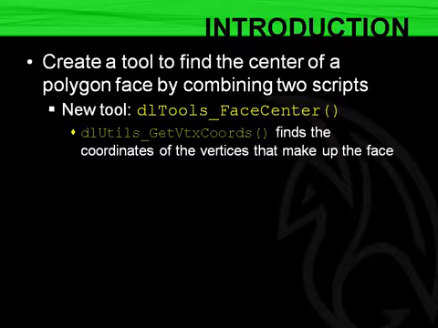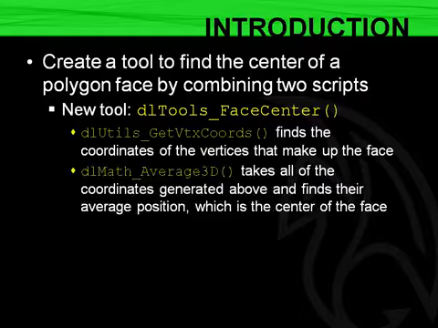One is called DL Utils underscore get vertex coords, as I mentioned to you before, and this procedure essentially finds the coordinates of the vertices that make up a face. So you give it coordinates or a face, and it's going to return to you the coordinates of all of those vertices. Okay, and then we're going to use another command in the math library called DL Math average 3D, and what this function does essentially is you give it a series of vertices coordinates, and it'll give you the average of all those positions.